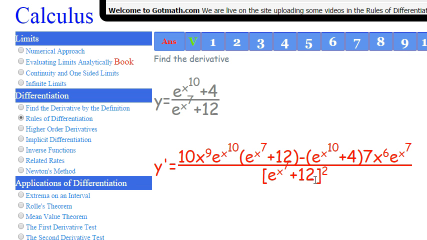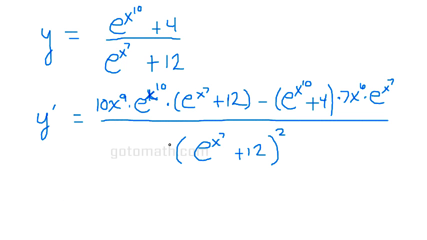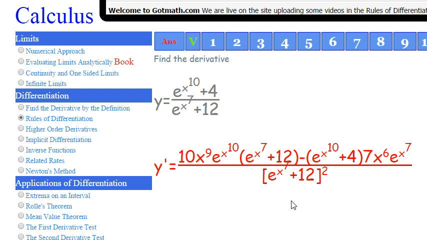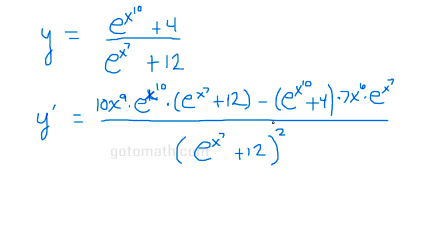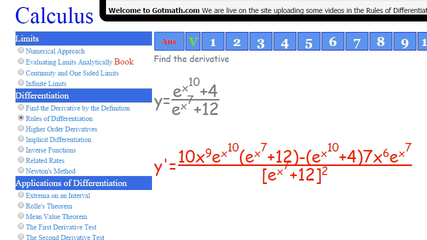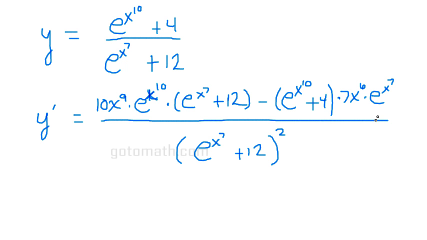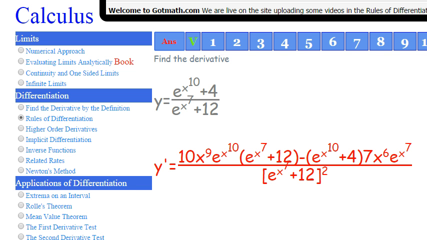So, we had 10x to the 9th, e to the x to the 10th, times e to the x to the 7th plus 12. Right, minus, did I put a minus there? Yeah. And then, of course, we rewrote e to the x to the 10th plus 4, times 7x to the 6th. Alright, all looks good. Anyway, there it is. Go here, click, click, click.